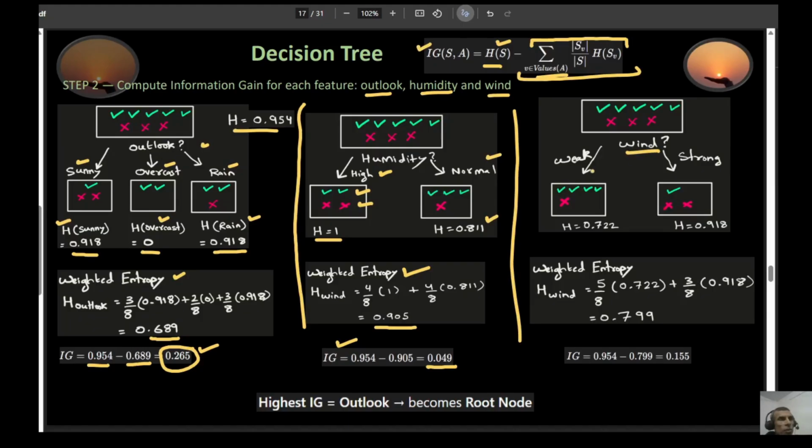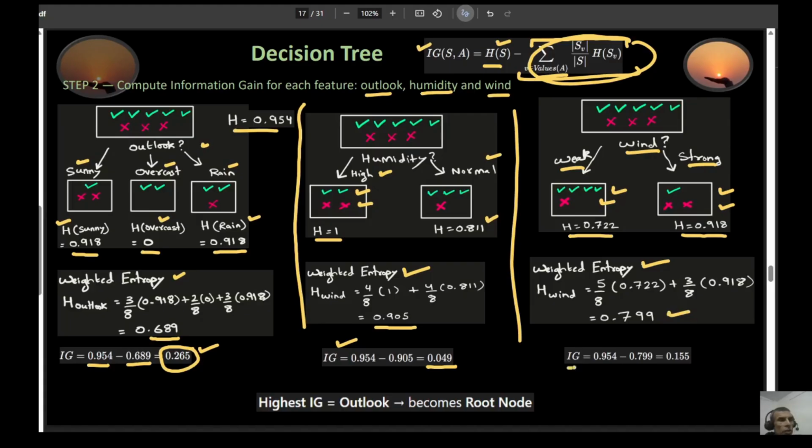In this case, there are two categories: weak and strong. Well, in weak, we have 4 yays and 1 nays. In this case, your entropy comes out to be 0.722. In this particular instance, you have 1 yay and 2 nays. In this case, my entropy comes out to be 0.918. The weighted entropy using this formula right here comes out to be 0.799.